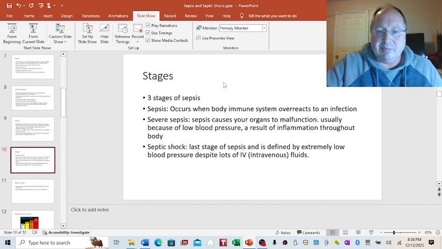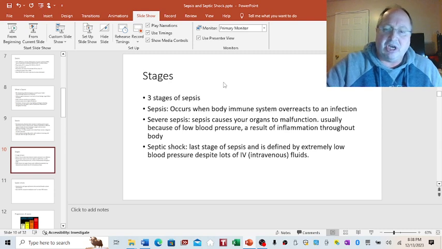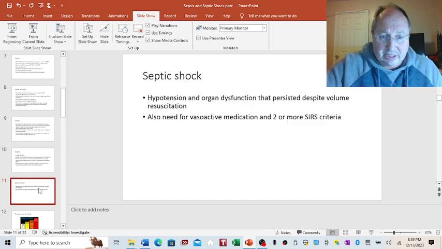Sepsis itself occurs when the body's immune system overreacts to an infection. Then you have severe sepsis, which is causing the organs to malfunction. This is where you usually start seeing low blood pressure and inflammation throughout the body. Septic shock is the extreme low blood pressure, the last stage of sepsis. People are not responding to the fluids. We're using vasoconstrictors, norepi, dobutamine. There are numerous ones out there that you could start seeing used on these people.